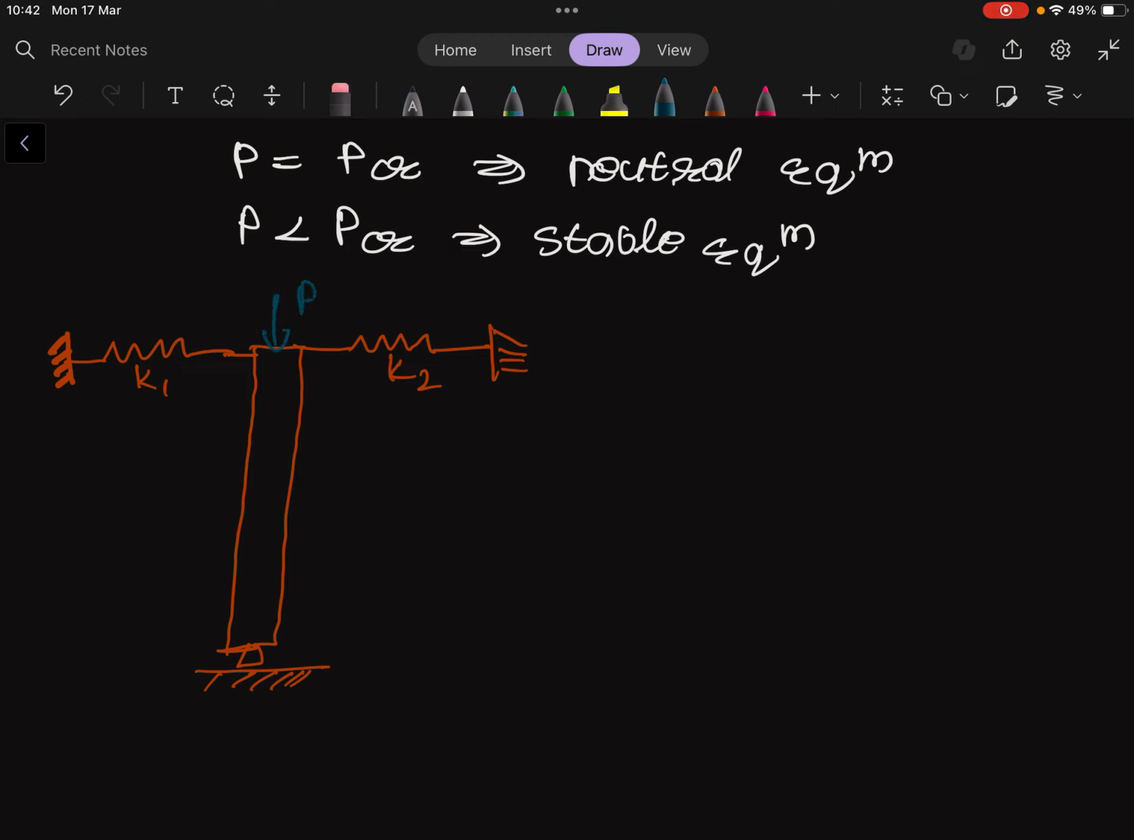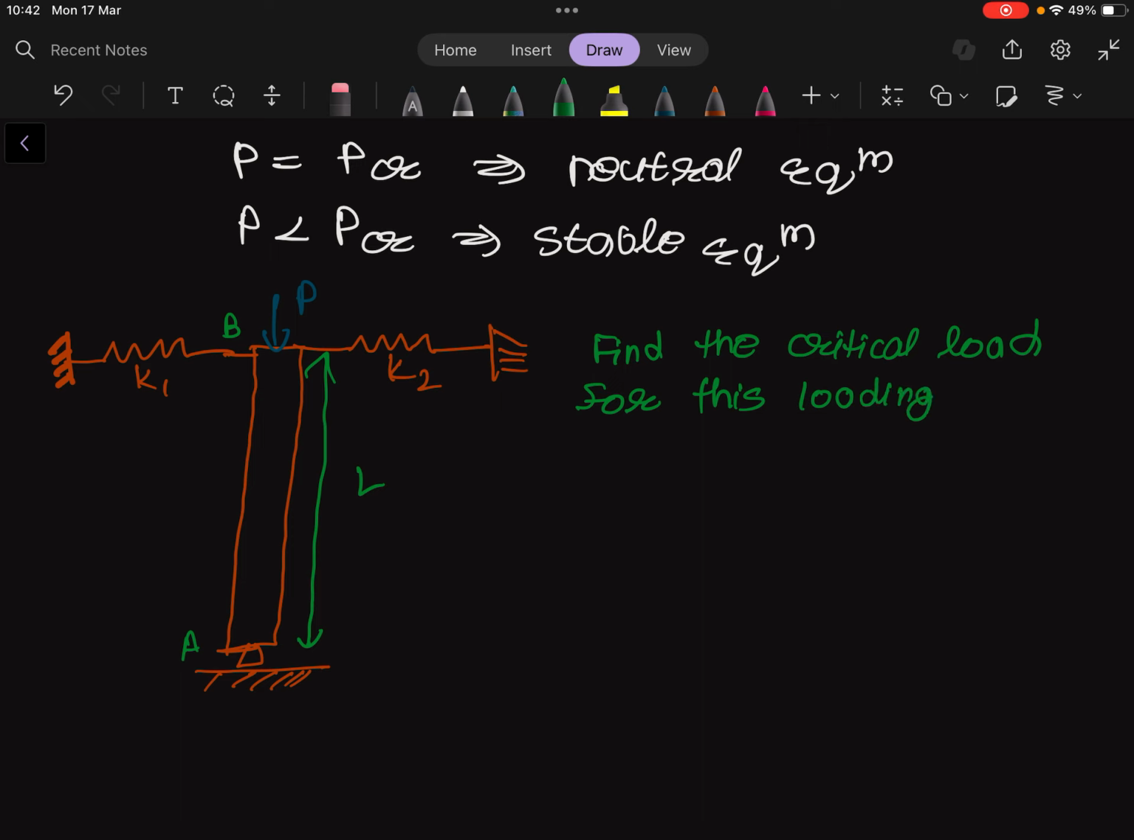Now suppose we have length L of this column, and this is the position A and this is the position B. So we have to find the critical load for this loading condition shown in the diagram.